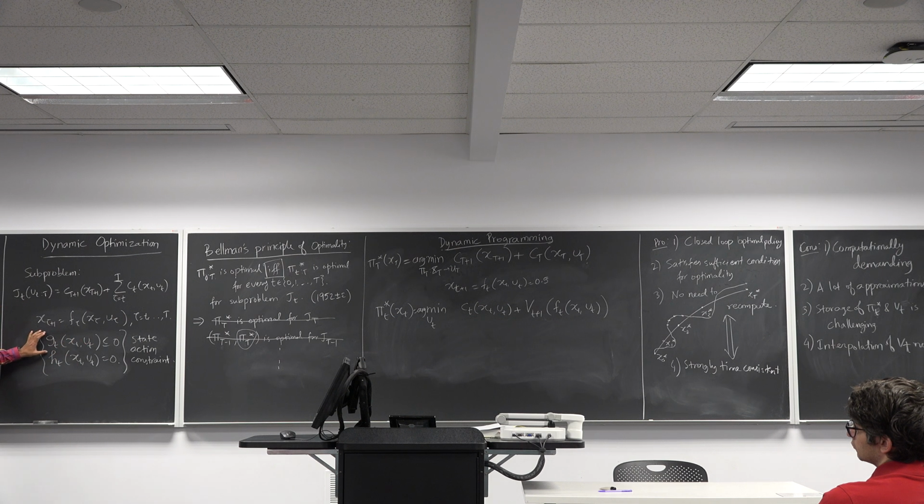So we have two types of constraint. One is the equality constraint. So this is kind of an equality constraint, state action equality constraint. But you can have other kinds of equality constraints as well. And then you have the inequality constraint, and so you have a bunch of state action constraints.